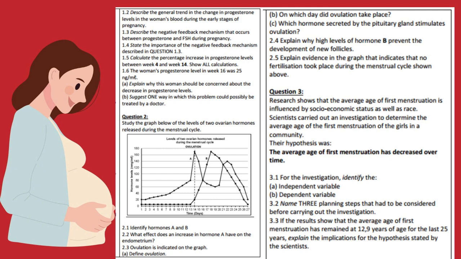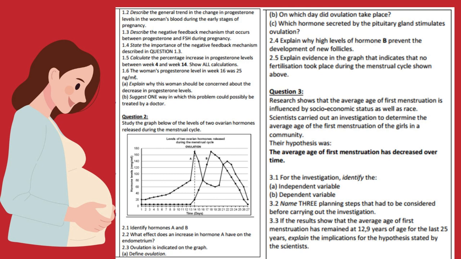C. Which hormone secreted by the pituitary gland stimulates ovulation? 2.4 Explain why high levels of hormone B prevent the development of new follicles. 2.5 Explain the evidence in the graph that indicates that no fertilization took place during the menstrual cycle shown above.